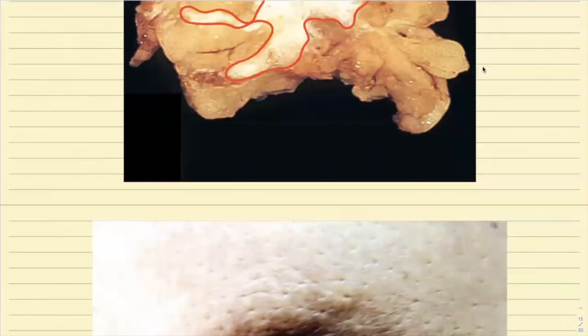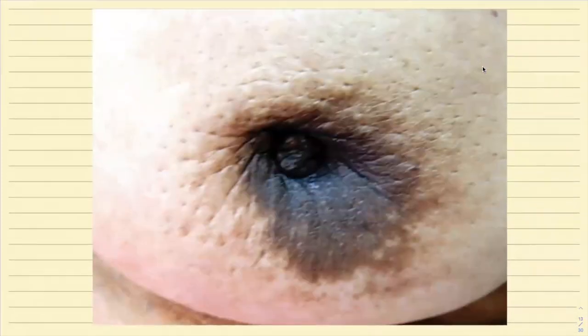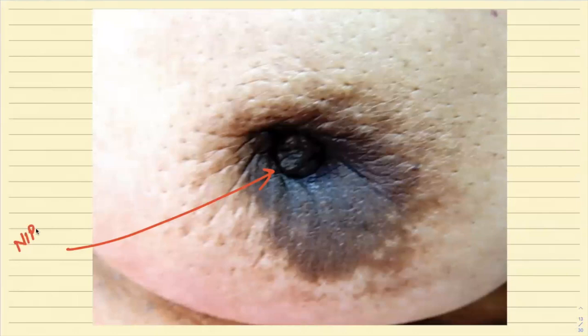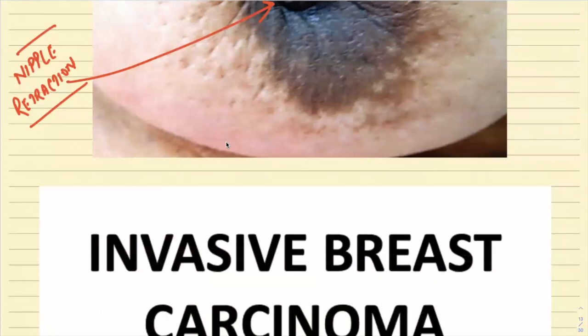Okay. Now, what is this? Yes, can anyone tell me what is this finding? What is this? It is the nipple retraction that has taken place. There is a nipple retraction. Okay, so it is pointing towards underlying malignancy, breast tumor.